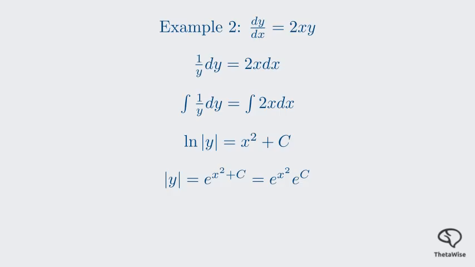Removing the absolute value sign means a can be positive or negative. So, the general solution is y equals a times e to the x squared. Finally, let's look at a practice problem.